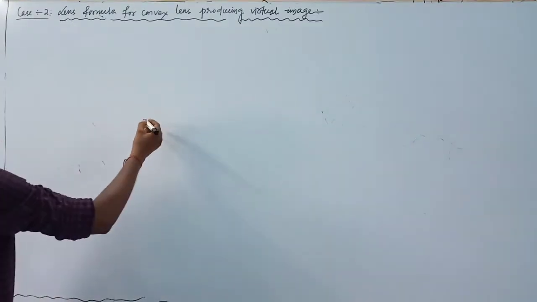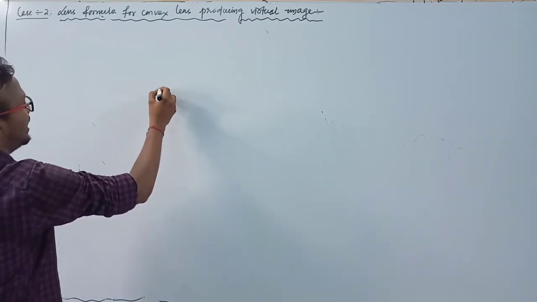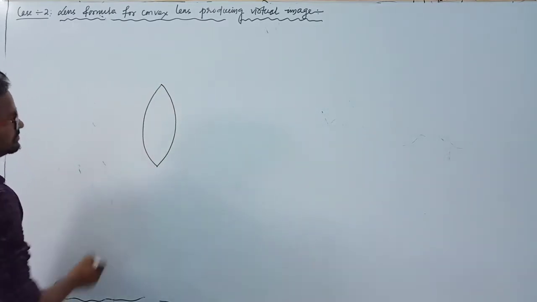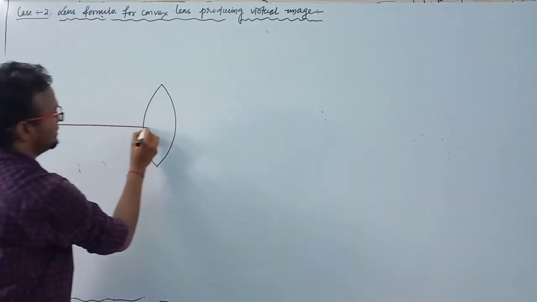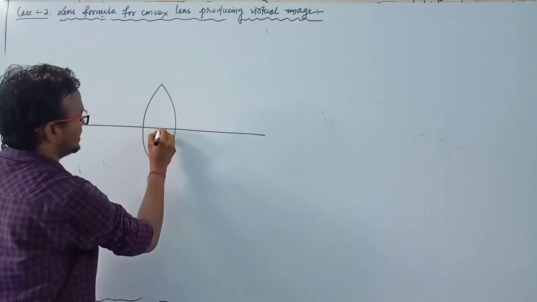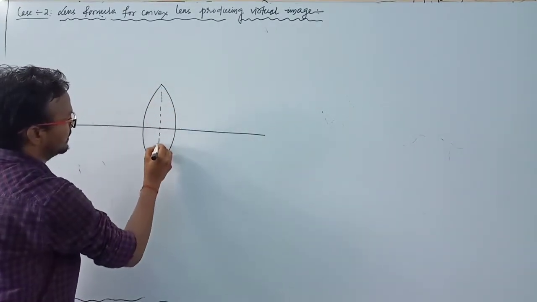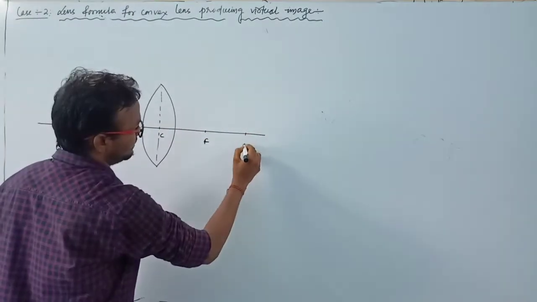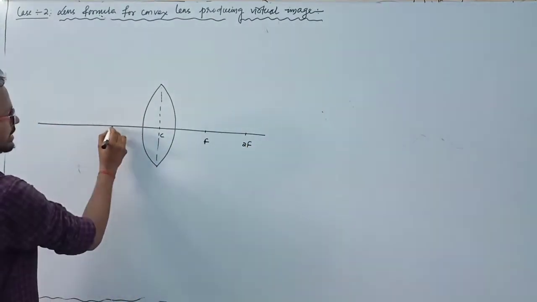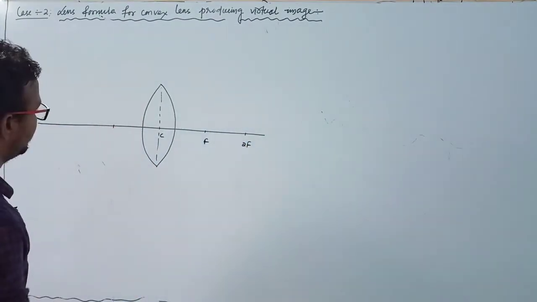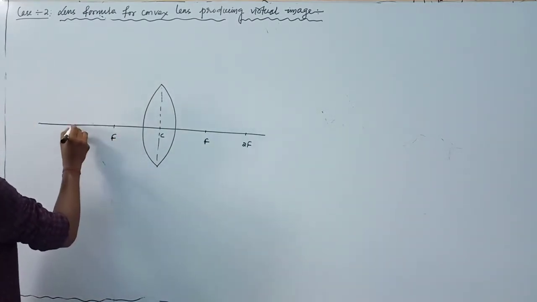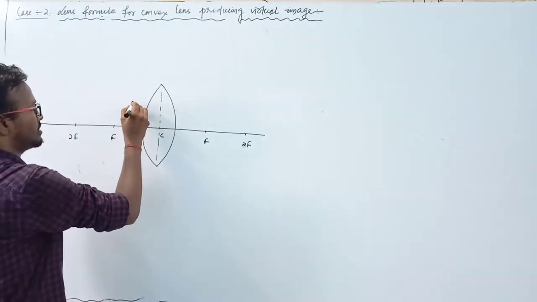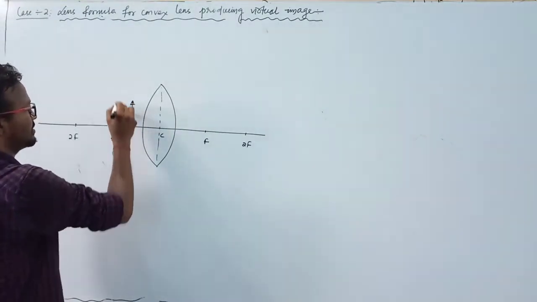So suppose there is an object, we have a lens here like this, and this is the principal axis. This point is known as the optical center, and this distance is the focal length, focus point F, and this is 2F, and here also this point is F, and this point is equal to 2F. Suppose there is an object which is in between focus and optical center C, and this object is AB.